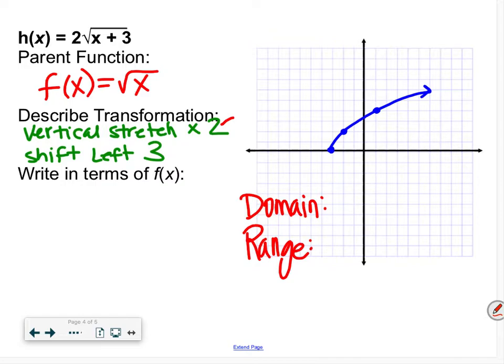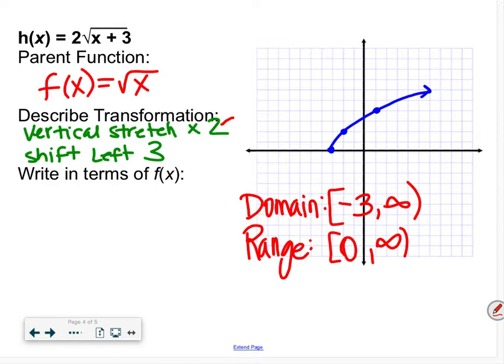All right, everyone back together. Andrew, what would our domain be? -3 to infinity? Does that -3 have a bracket or parentheses? Okay, good. And our range, Max. 0 to infinity. Good, very good.